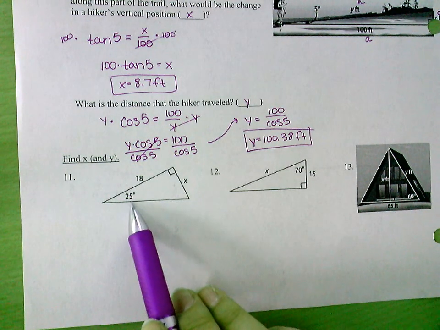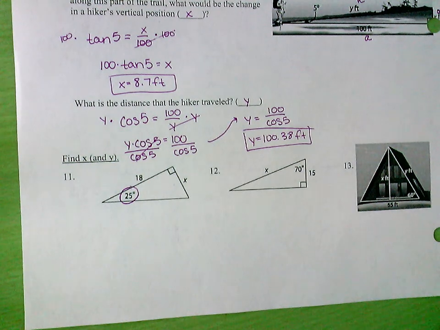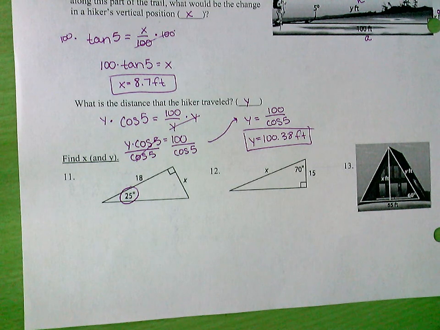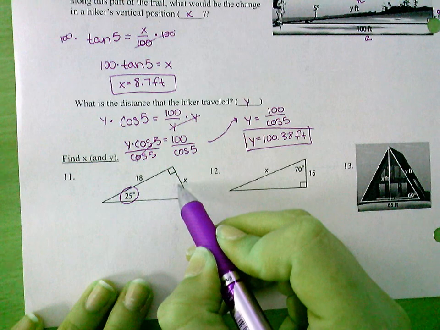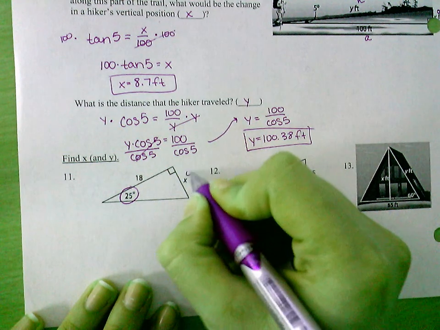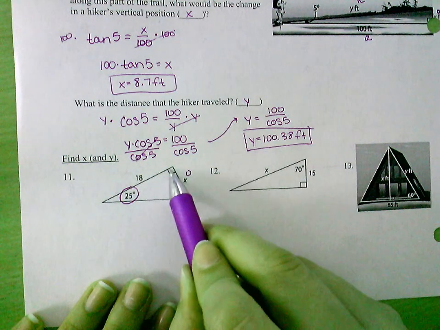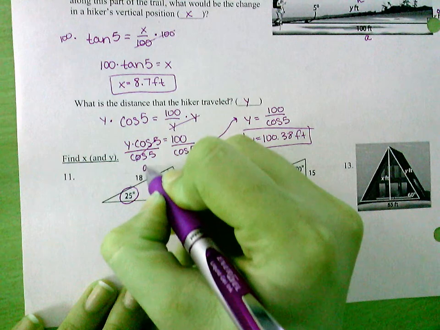I'm given this angle of 25 degrees. Okay, that's the angle I need to go from. You go from the acute angle that you're given. Now I want to label the sides of that right triangle, either adjacent, hypotenuse, or opposite. Now from that angle, we have a side across from it. That's the opposite side. And we have the side next to it. Okay, next to it is adjacent.